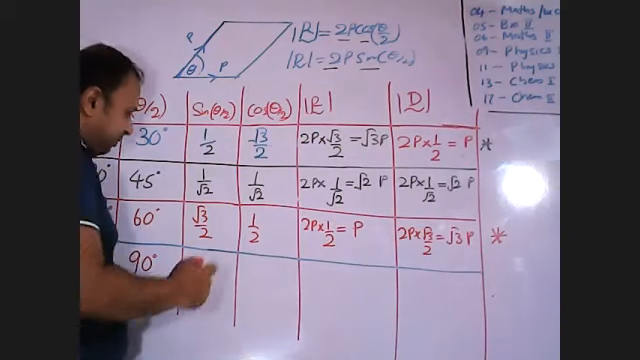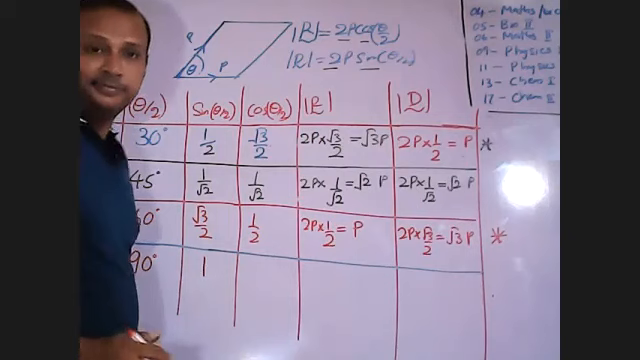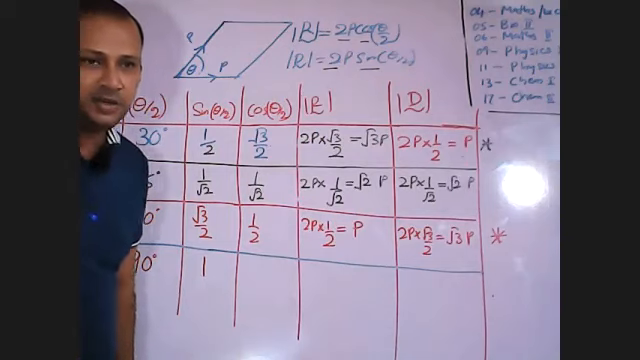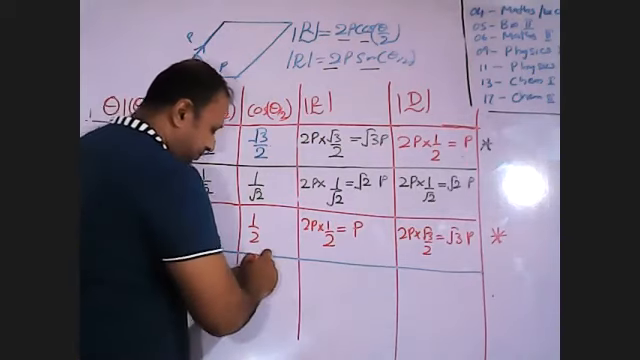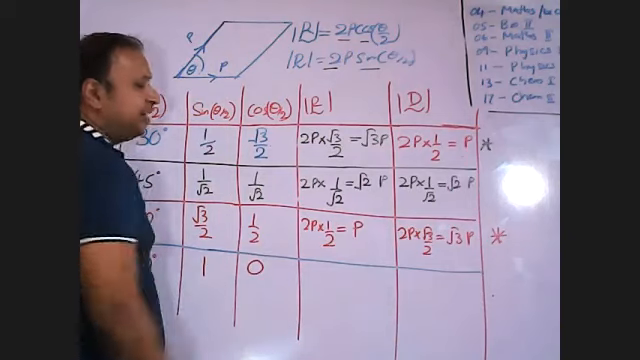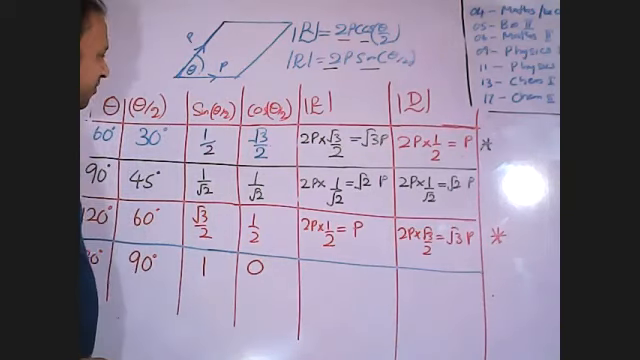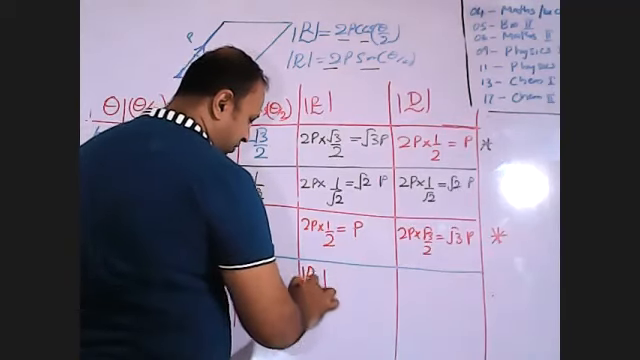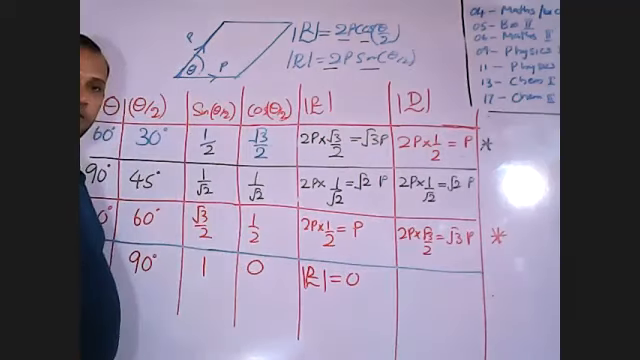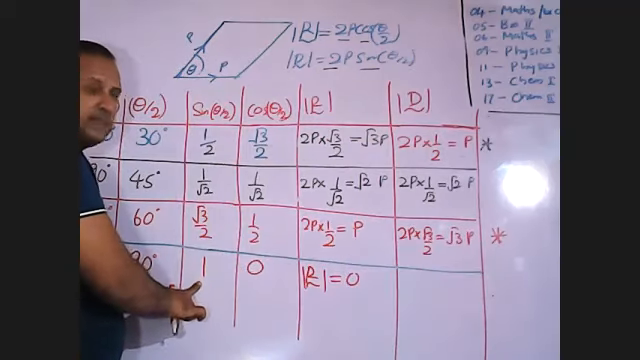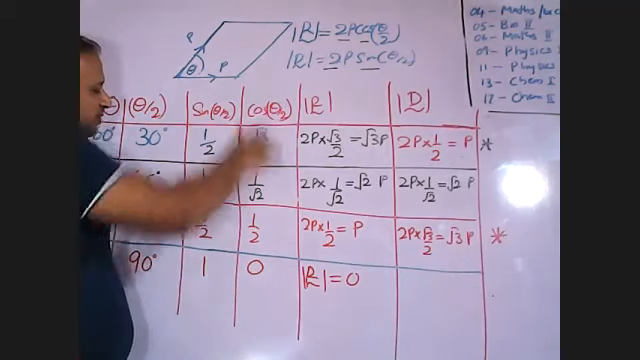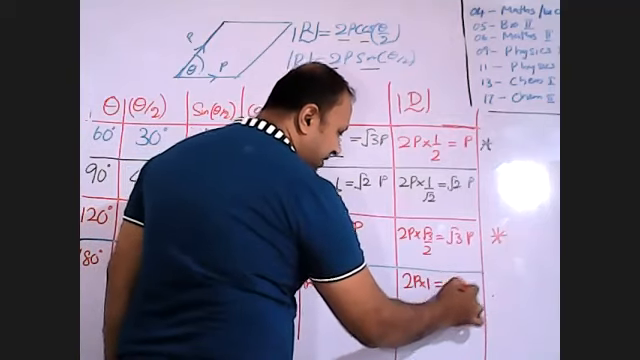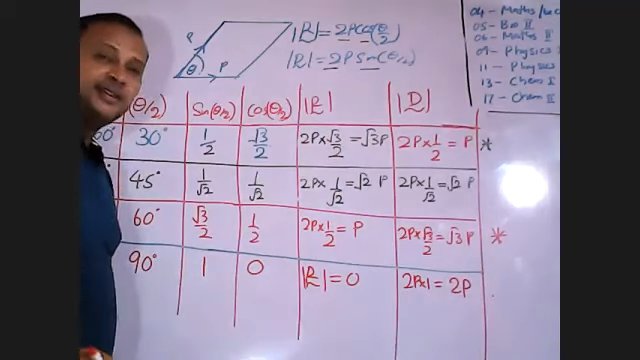Then again, sin 90 is 1. Cos 90 is 0. Therefore, the resultant force R is equal to 0 because the cos value is 0. But the sin value is 1. If the sin value is 1, then 2P should be multiplied by 1. So the answer is 2P.